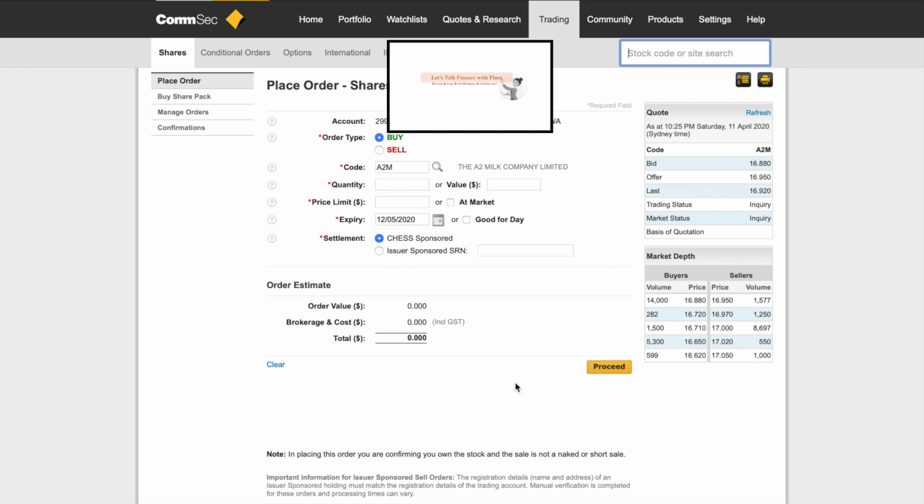which I have to censor. And then the order type is obviously going to be buy. You want to buy A2 Milk. It has the full name of the company here, and on the quote, it's got the code, and the bid price. So this is again the highest price buyers are willing to pay, and the lowest price sellers are willing to offer, and this is the market price currently going on for it. So in here you can choose the quantity.